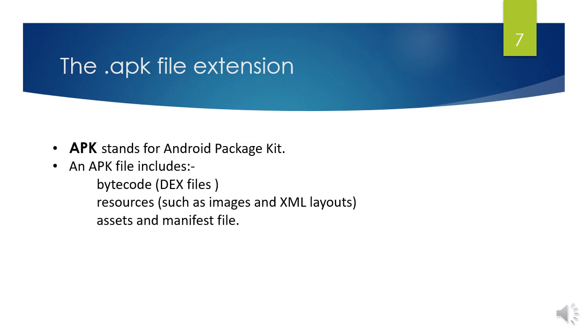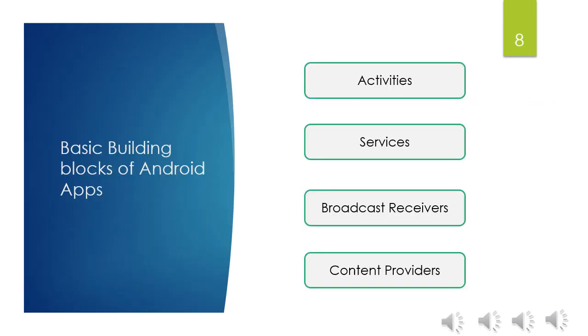The .apk file extension. APK stands for Android Package Kit. It is the file format used to distribute and install applications on Android devices. An APK file contains all the necessary components of an Android application, including the compiled bytecode, that is, .dex files, resources such as images, XML layouts, assets, and manifest files.